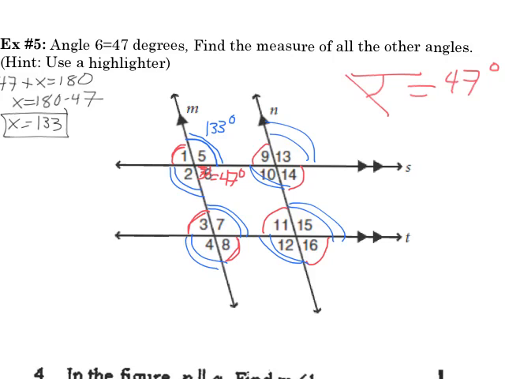So there we have found the measure of all the angles. Now we know all the blue ones. Let's draw that a little bit better. How about that? All the blue ones with the double marks, these are all 133 degrees.